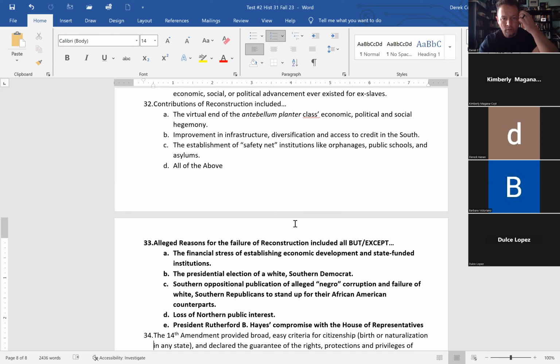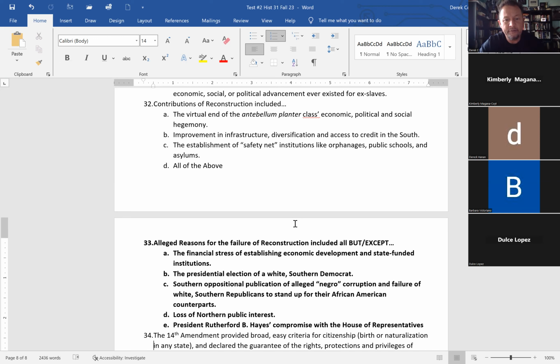Okay, so you're looking for the one that doesn't fit. The financial stress of establishing economic development and state-funded institutions, yes, that helped ruin the Reconstruction of the South. They had great ideas, a lot of programs to help the less fortunate, but they ran out of money. That's found in the first of the 2 Reconstruction sections.